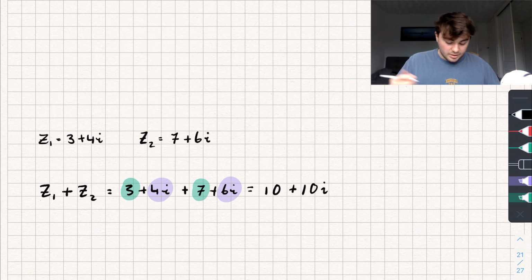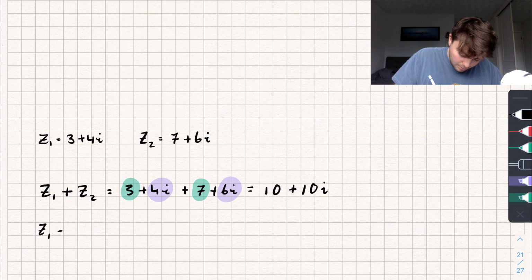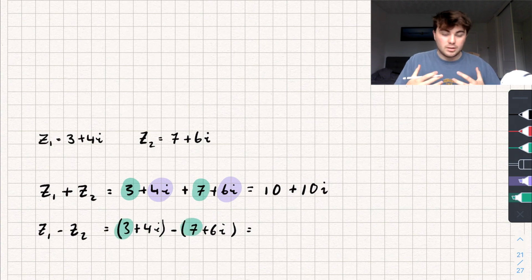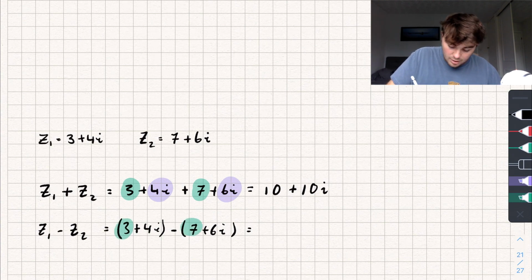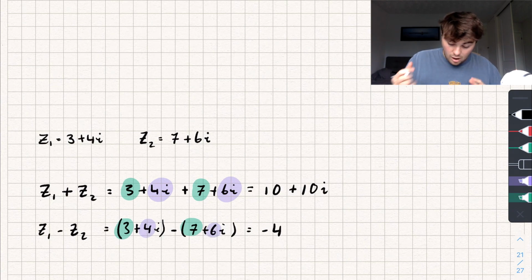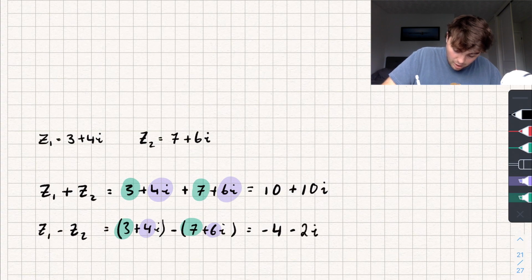And subtraction works the same way. So let's work out z1 subtract z2. We're going to get 3 plus 4i, subtract, let's put it in brackets, 7 plus 6i. We're going to subtract the real parts, so I'm going to do 3 subtract 7, so I get negative 4. Then I'm going to subtract the imaginary parts, so we get 4 subtract 6, i. So we're going to get negative 2i.